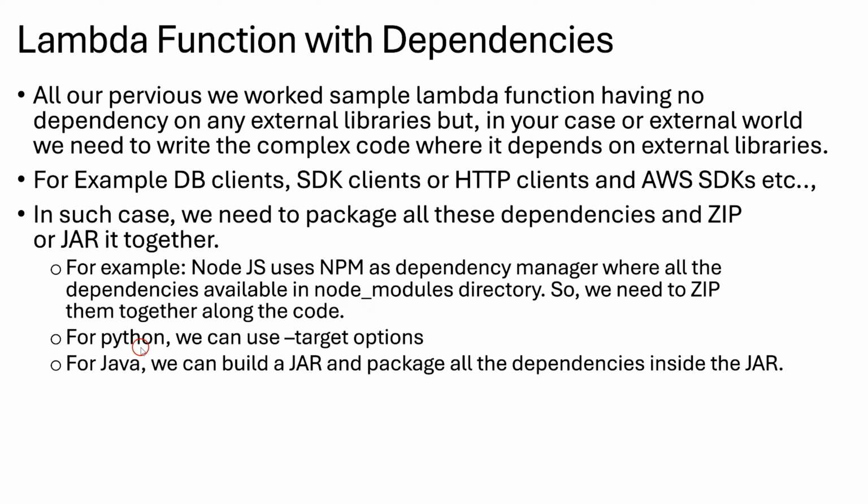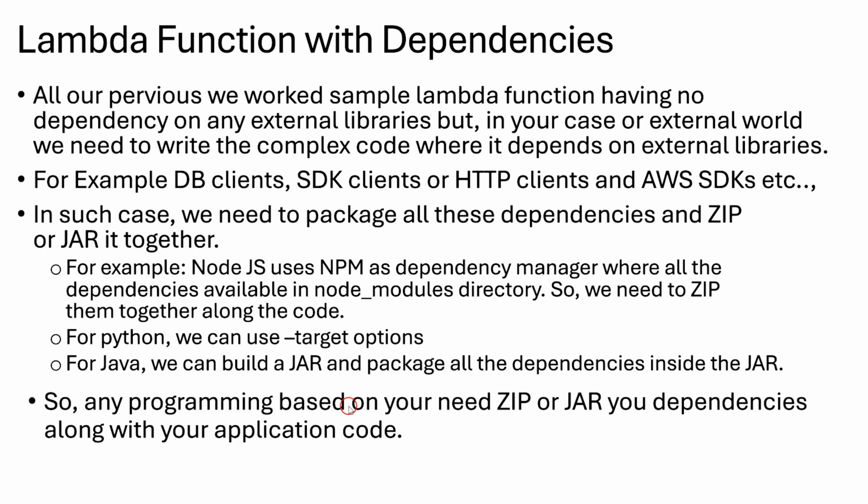And similarly for Python, you need to install all the dependencies into the zip file, so you create a zip file using all the dependencies. For Java, it is somewhat different. We are not going to use zip; we can use jar, that is Java archive. So we can build a jar and package all the dependencies inside the jar. Like this, you have multiple options for multiple programming languages. Based on your need, zip or jar your dependencies along with your application code.